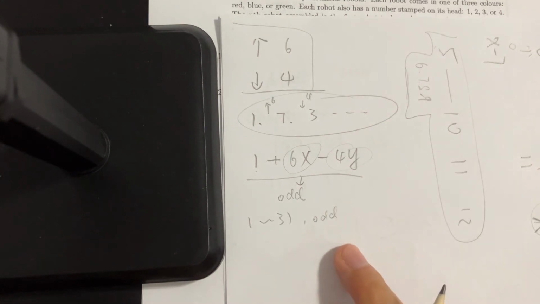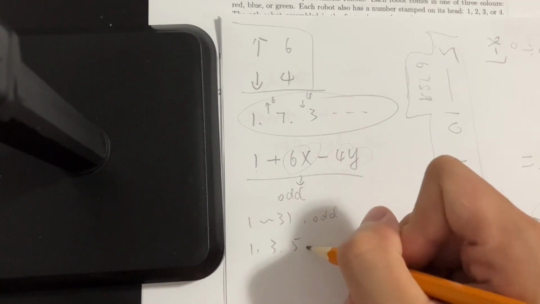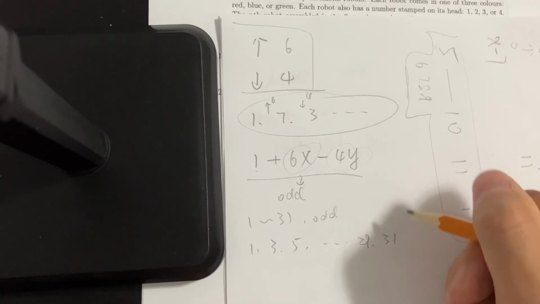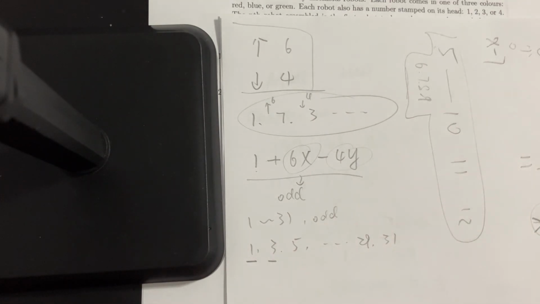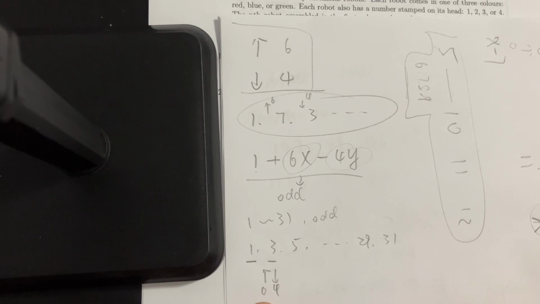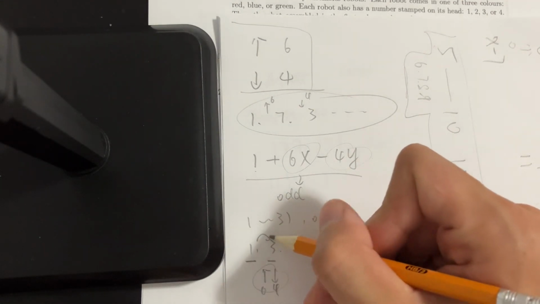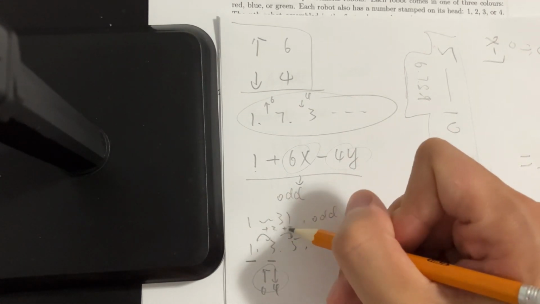That's it. And let's just double check to see if it is true that every odd number is achievable. Say we need 1, 3, 5, right? All the way to 29 and then 31. So how do we go from 1 to 3? It is super easy. You just go up by 6 and go down by 4. That is equivalent to going up by 2. So you can always go up by 2 by doing this. And from 3 to 5, you go up by 6 again and then go down by 4 again. Then you're at 5. So you can always do plus 2.